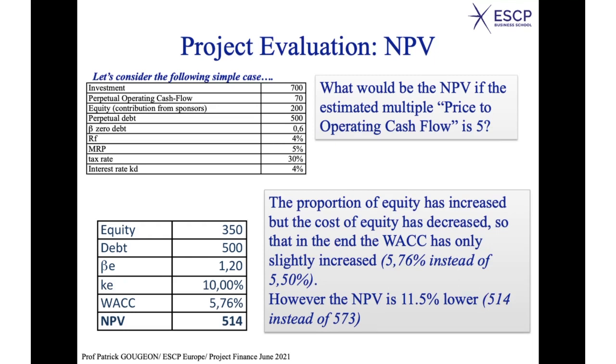But if you look at the NPV, the new NPV is 514. It has decreased in comparison with the former calculation, by 11.5%. So you see, normally, if you want to calculate properly the NPV, you need to have the market value of the equity, which is actually not always easy to obtain. You need to have multiples like this.